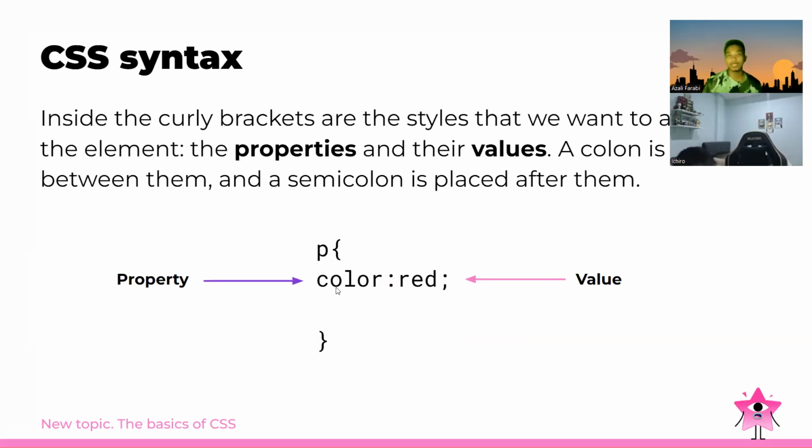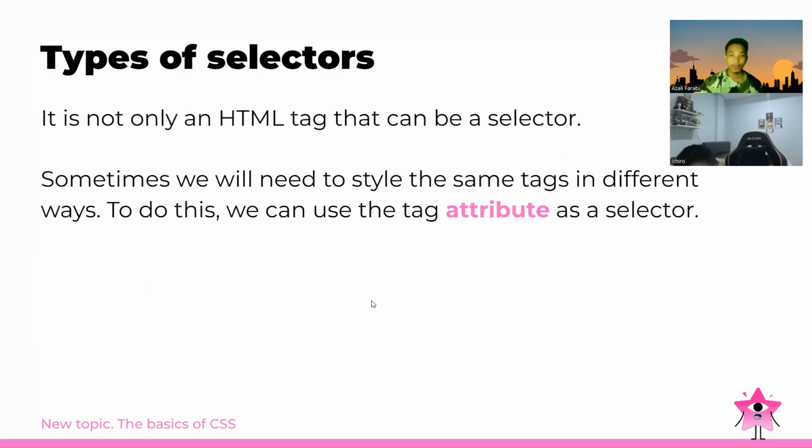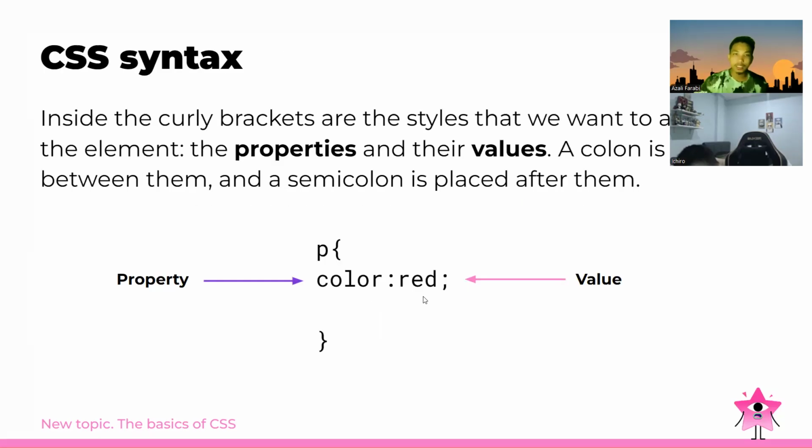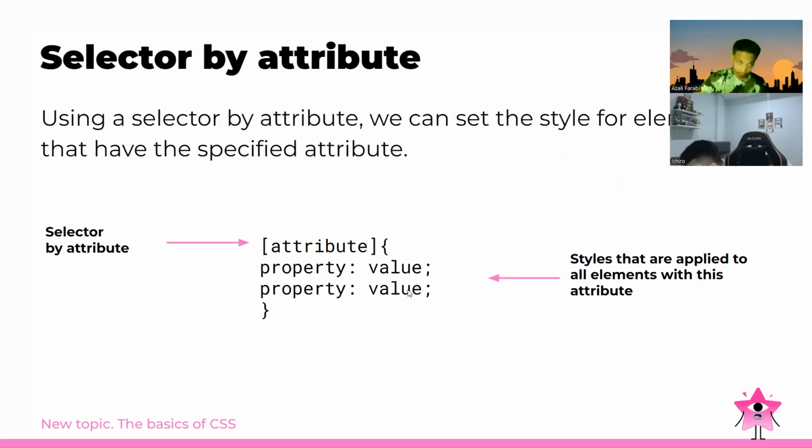Property is something like parameters that you can use to style your website, just like color, background image, and many more. Now, the value is the value of each property. Just like maybe for the color, it's going to be green, red, or blue, or something else. It depends on you.